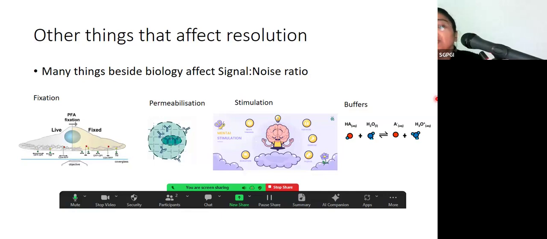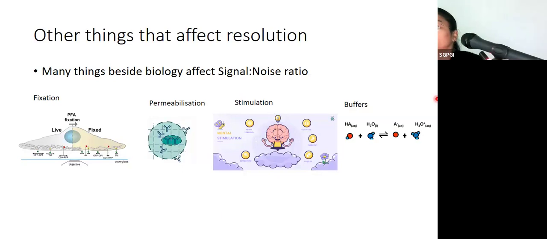For example, the fixation that you're using, the permeabilizing step that you're going to do, how you're going to stimulate cells, and what buffers you have. If you have many brilliant violet dyes together, they may have errors in compensation because you need a buffer to stabilize it.